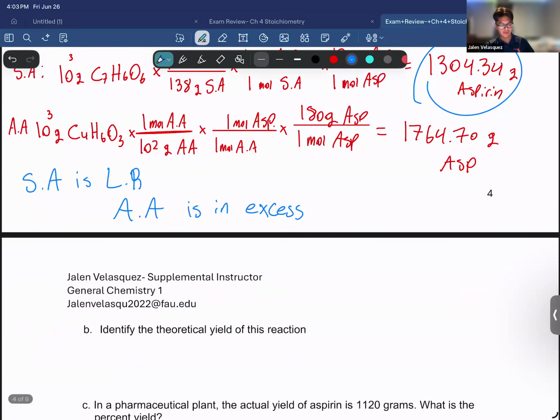Part B says to identify the theoretical yields of the reaction. So remember earlier I said that the theoretical yield is the maximum amount of mass that is allowed by your limiting reactant. So our theoretical yield is the 1,304.34 grams.